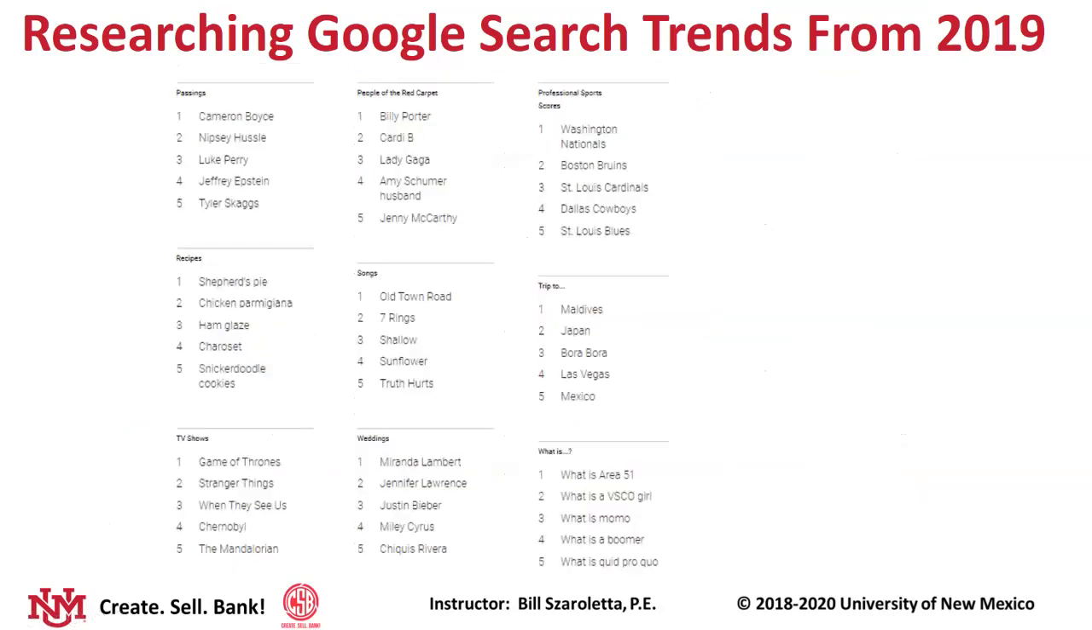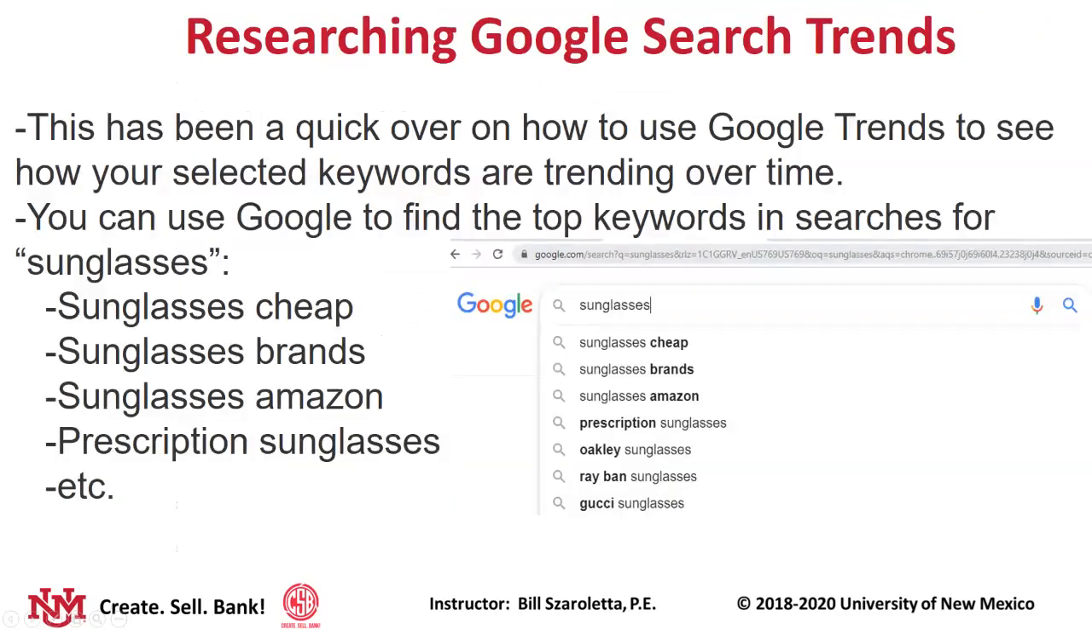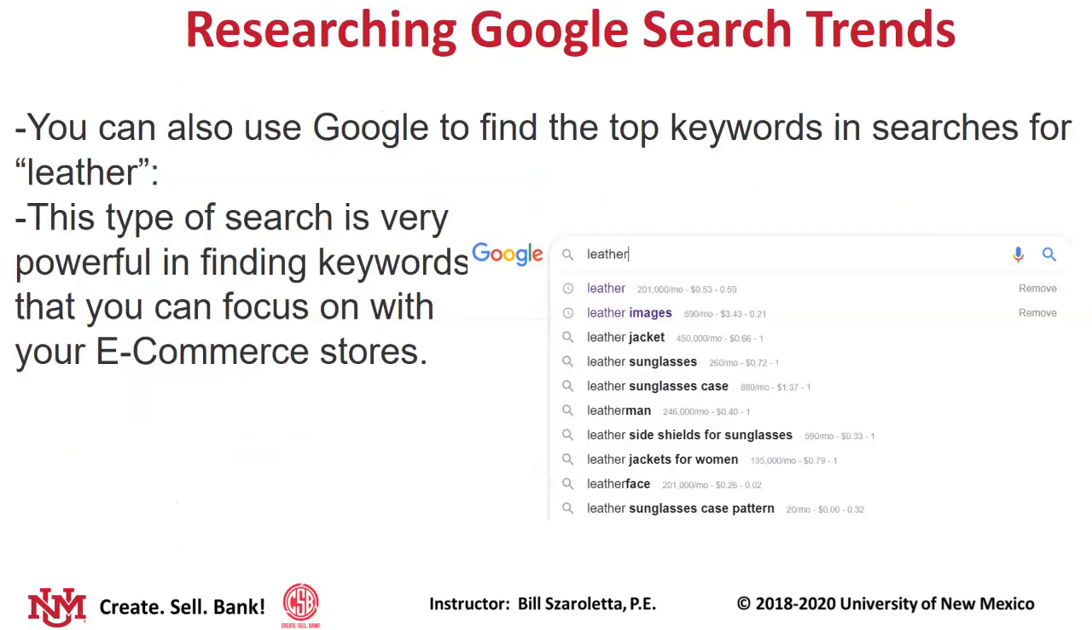Now, they've also added on other areas that you can look at. So with these search terms, I'm just going to go over sunglasses. You type that in and you get sunglasses cheap, sunglasses brands, Amazon prescription sunglasses, Oakley sunglasses, Ray-Ban sunglasses, Gucci sunglasses. And again, you do the same thing for leather, and you get some ideas on what people are searching for.